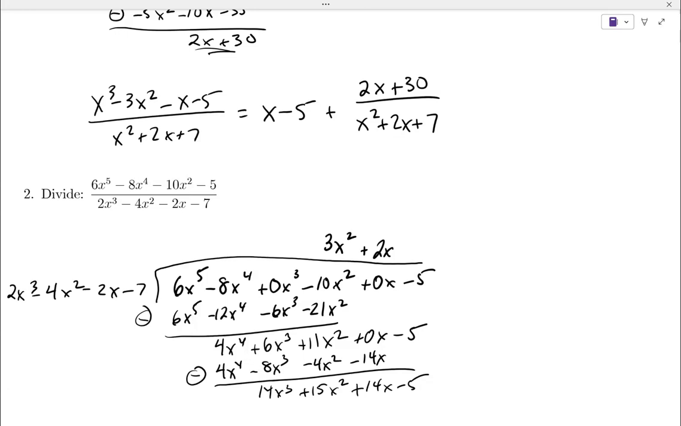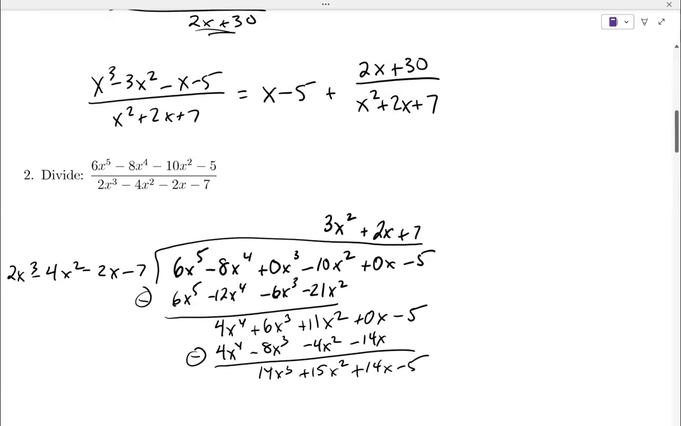Last part. We're almost done, right? The powers are equal now. What are we going to put up here at the top? Plus 7, right? 2 times 7 will give me 14, and the x cubes already match. So we get a plus 7. So we distribute the 7 through. We get 14x cubed minus 28x squared minus 14x minus 49, if I did my multiplication correctly.